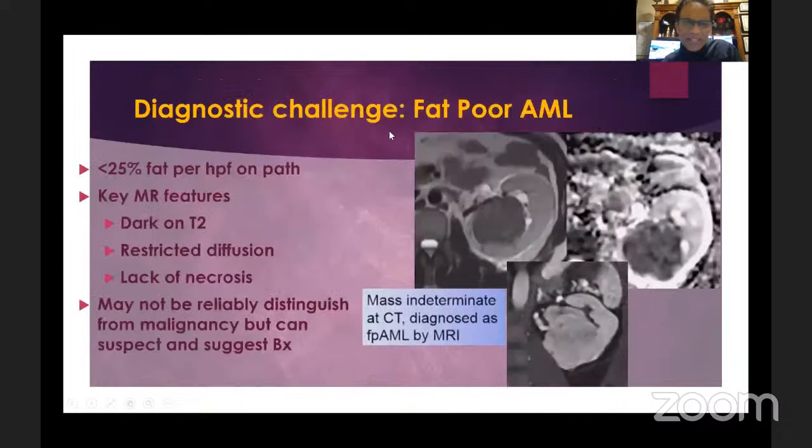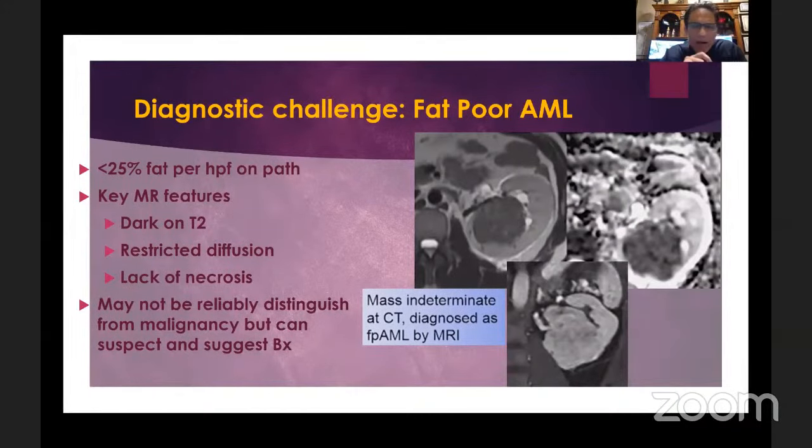We often have diagnostic challenge with fat-poor angiomyolipomas. Fortunately, the percentage of these tumors is less. Whenever there is less than 25% fat per high power field on pathology, they call it fat-poor angiomyolipoma.